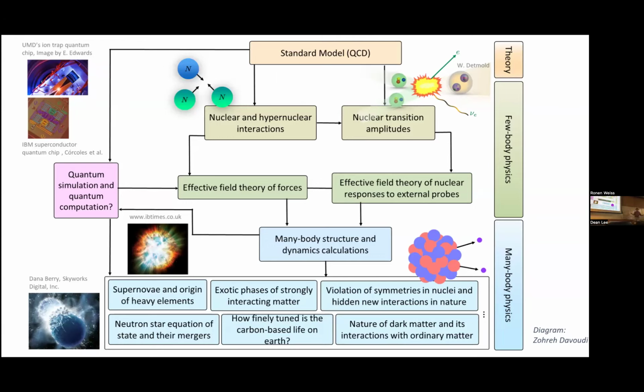Now you can see all the interesting questions that we're going to answer today, obviously. We're going to answer questions about the origin of heavy elements and dark matter and its interactions with regular matter. But to get from the standard model at the top down to the questions at the bottom, there are a whole lot of intermediate steps. We use the standard model to predict nuclear and hadronic interactions, come up with effective field theory forces, then predict many-body structure of atomic nuclei, and then answer these questions at the bottom. The question that Dean and some others in the audience have asked is: can we use quantum computing, and quantum simulation in particular, to speed up or otherwise aid these intermediate steps going from the top to the bottom?